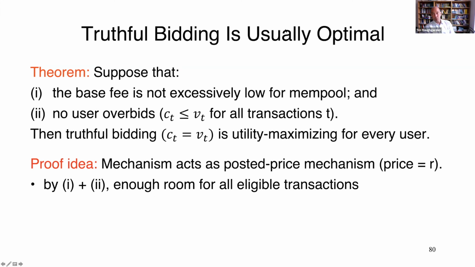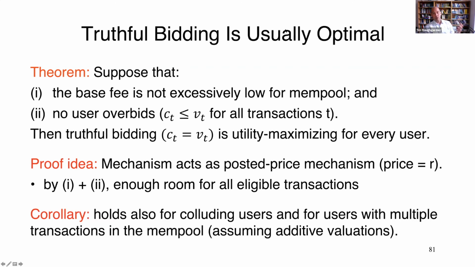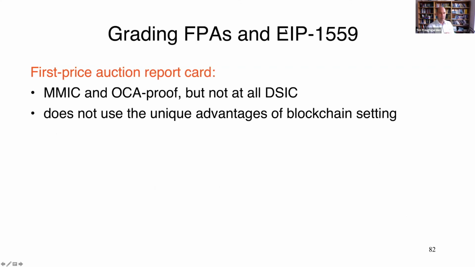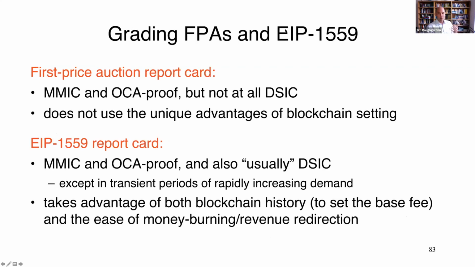But again, we were able to do this without sacrificing either OCA proofness or the MMIC properties of the current first price auctions. Okay, so that's the ultimate punchline. We keep the same two properties of first price auctions, and we recover most of what we like about second price and VCG mechanisms, with these caveats that the base fee has to be not too crazy and users can't be acting too crazy. Okay, so this is the punchline.